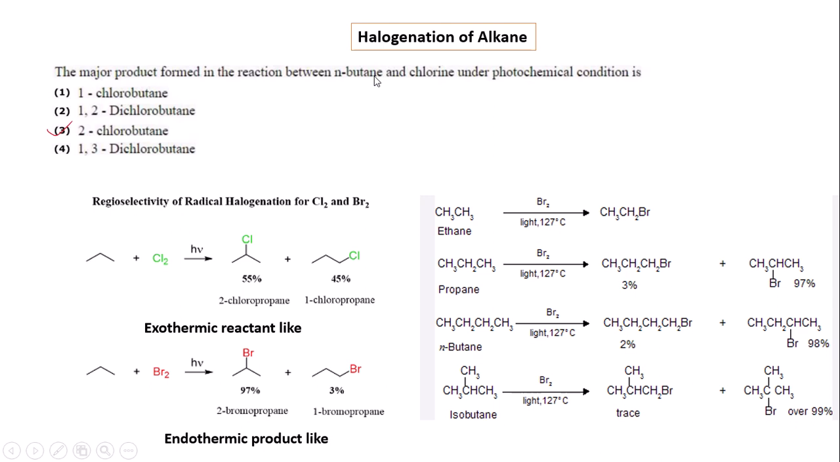So in the given problem, when chlorination of n-butane occurs in the presence of photochemical conditions, we get 2-chlorobutane as the major product.